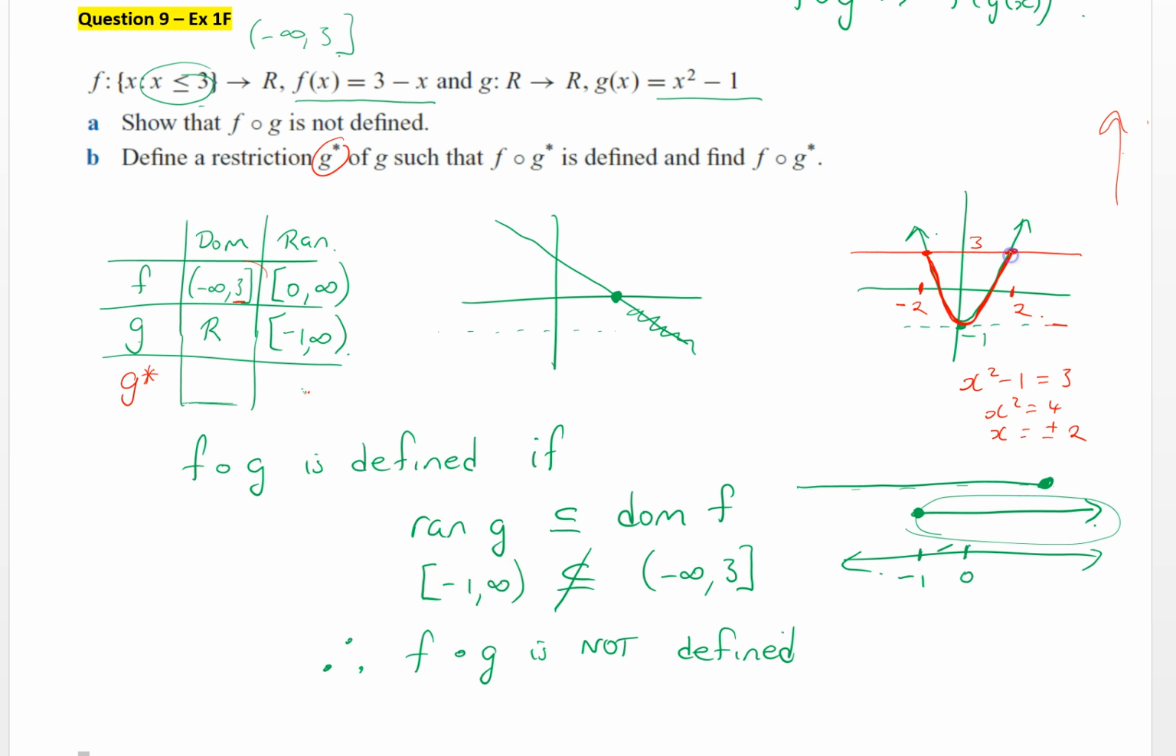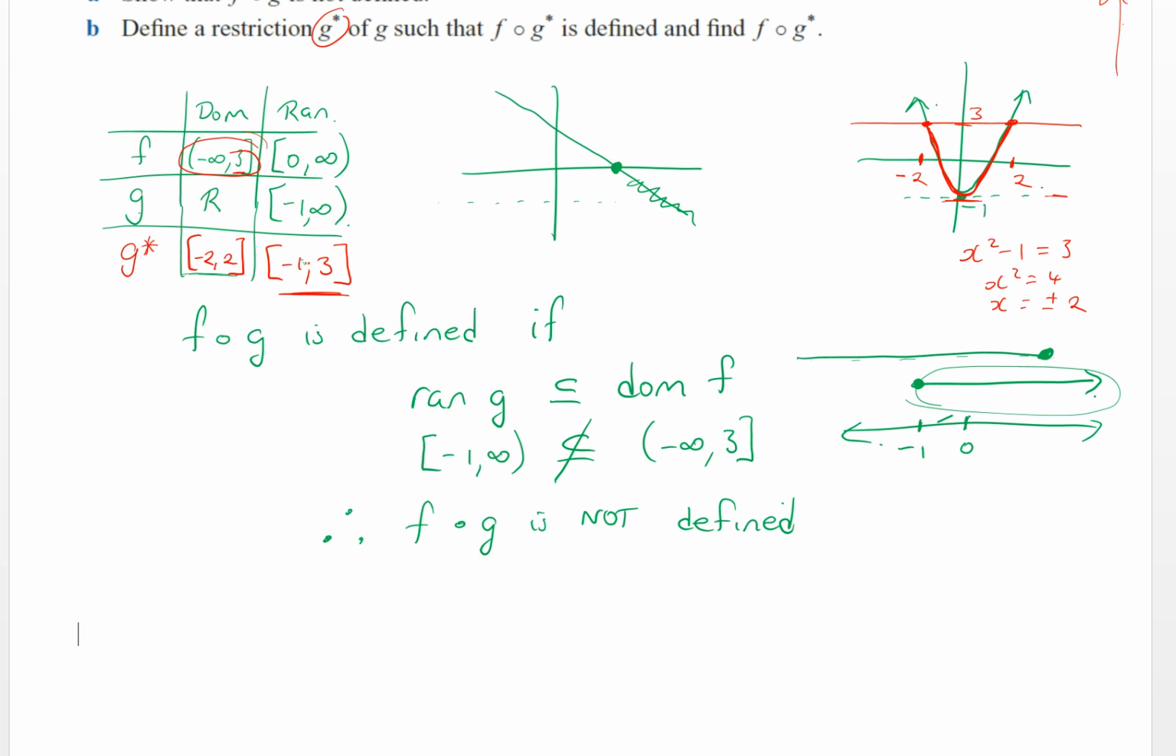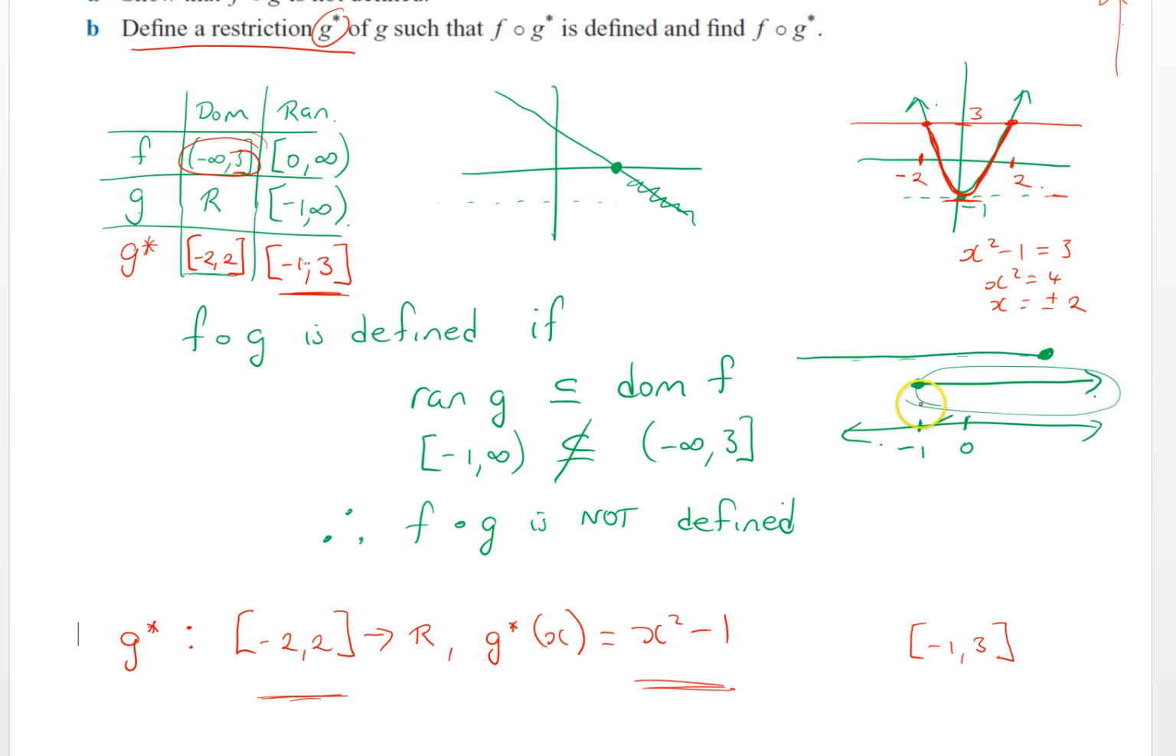It gives us this part of the parabola, which is a range of negative 1 to 3. So if we have negative 1 to 3 in here, then this actually is a subset of this, which would make that new function actually defined. So the domain of this g star, the restricted domain, is actually negative 2 to 2. That means we can define this restricted g star function like this. We can go g star such that this new domain of negative 2 to 2 maps onto a real codomain where g star of x is x squared minus 1. And we know that if we put this domain into this rule, we'll get a range of negative 1 to 3, which would be in here to here.